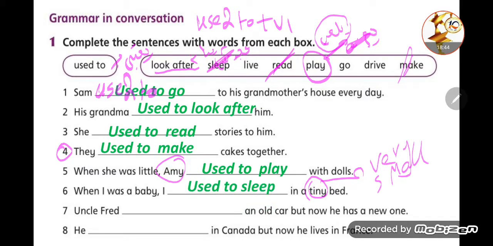Number seven: Uncle Fred an old car, but now he has a new one. What do we do in a car? We drive a car, right. So here, Uncle Fred used to drive an old car, but now he has a new one. Number eight: he in Canada but now he lives in France. The verb here is live. So he used to live in Canada but now he lives in France.